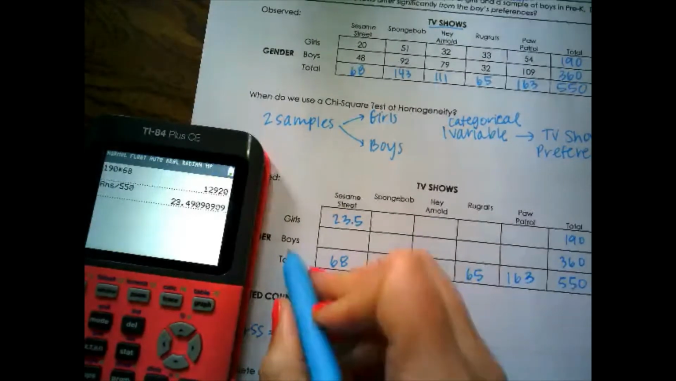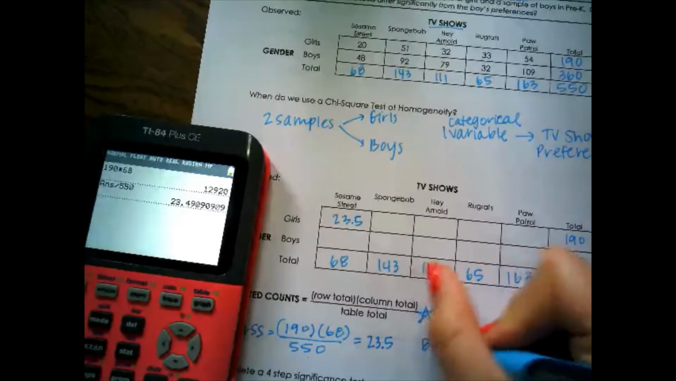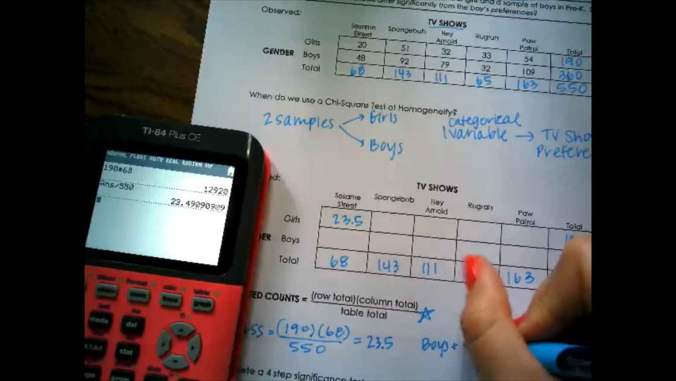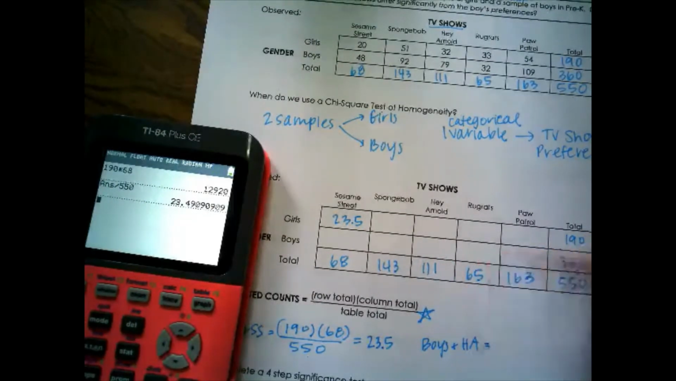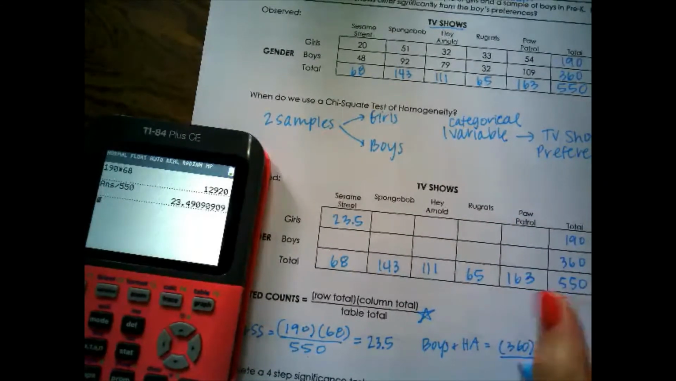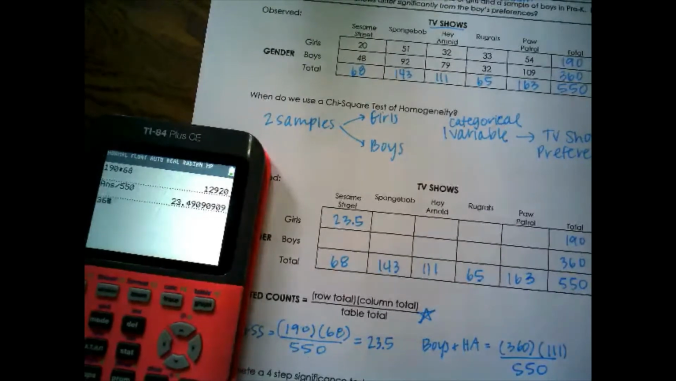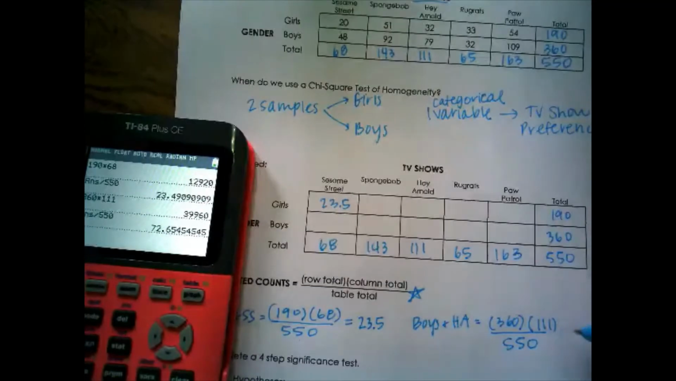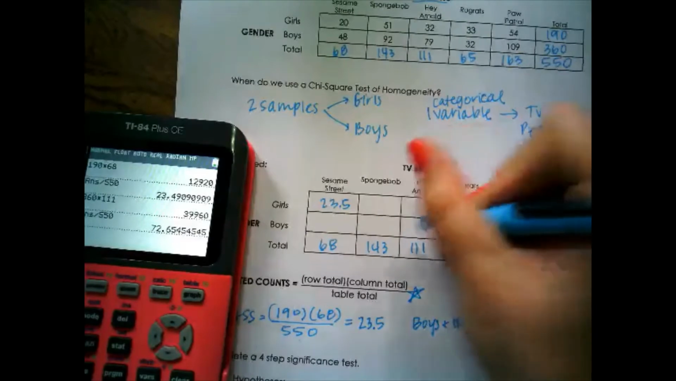All right, say we now try boys who like Hey Arnold. So here, the row total, 360, times the column total divided by the total total. So 360 times 111 divided by 550 is approximately 72.7.